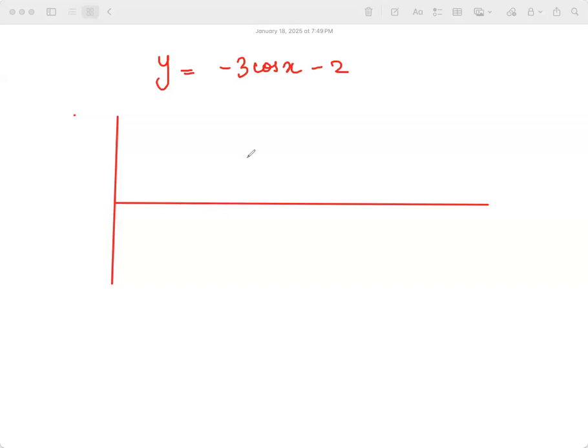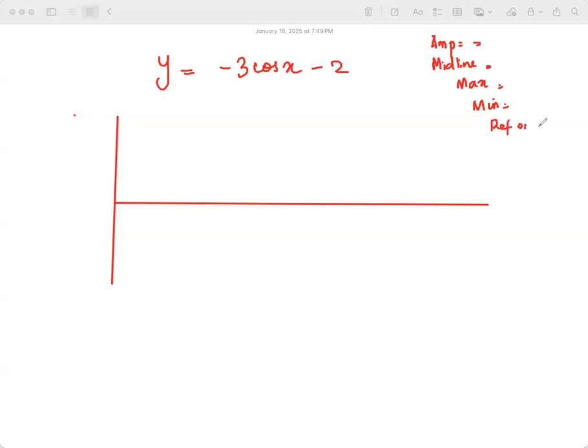-3 cos x -2. Please write down all our data. Bhuvanesh or Nitin, do you want to help me this time? Can I do it first and then tell you everything? Sure. Amplitude, max, min. Please don't forget to write anything, otherwise we are going to miss very badly.